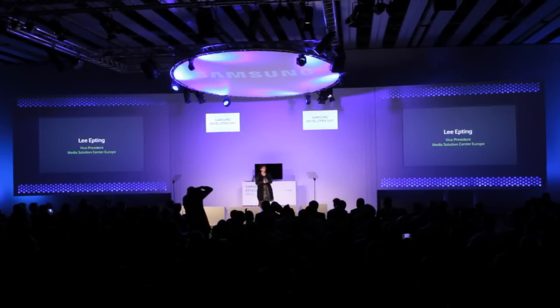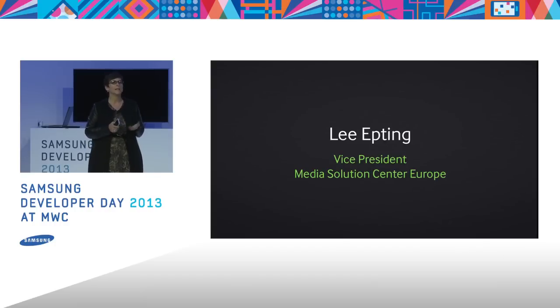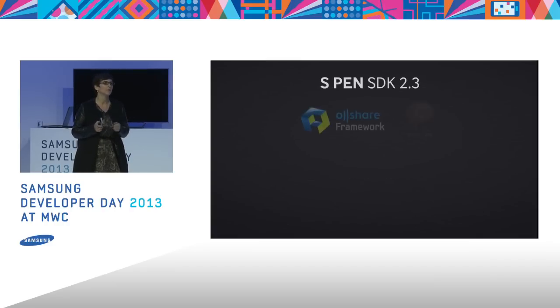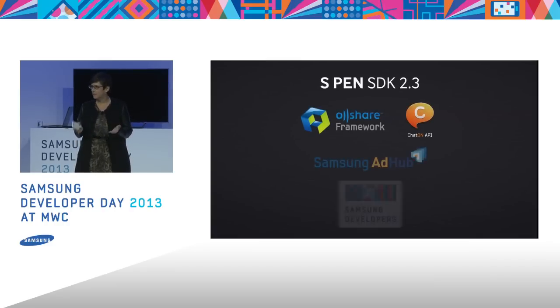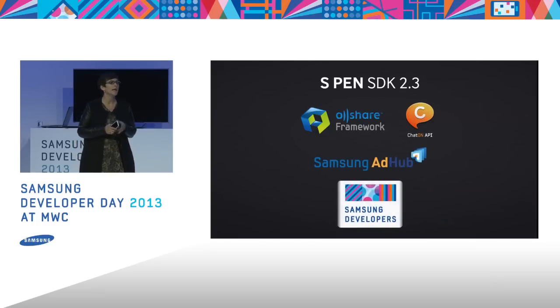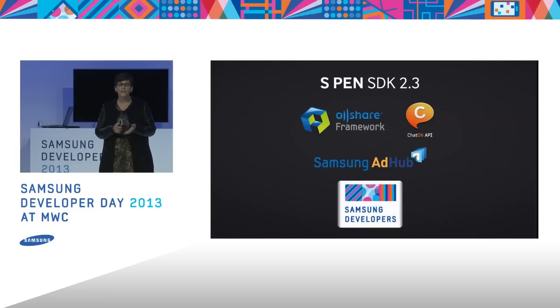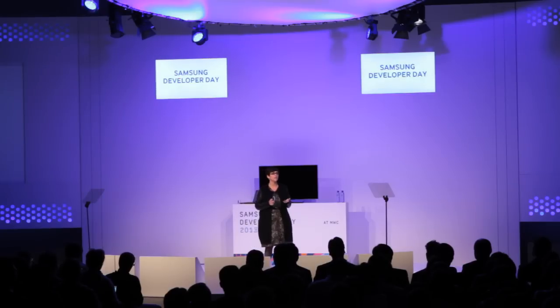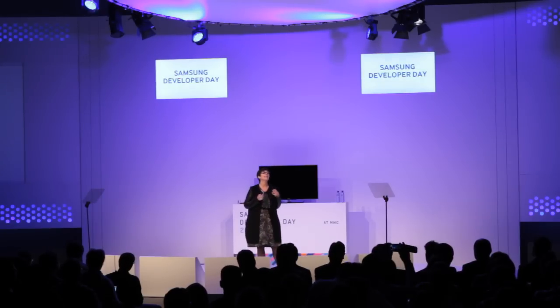As Michael and Curtis have been talking about earlier, the topic today is really about develop and connect and play. And in order to focus on the topic, I really want to talk about each part separately. First, we base our development on the S Pen SDK, as was mentioned earlier, and the AllShare framework. Second, we have AdHub, which is designed to connect your content through various channels. And the third item I'd like to talk about is how to play with Samsung.